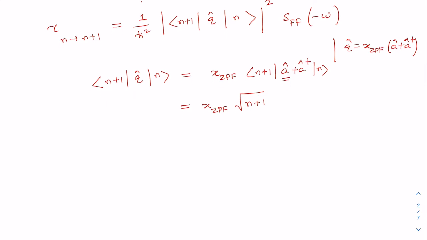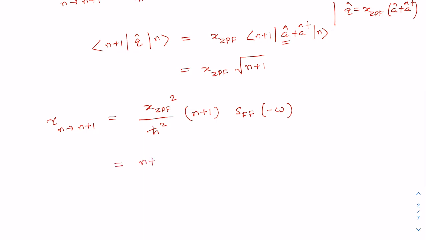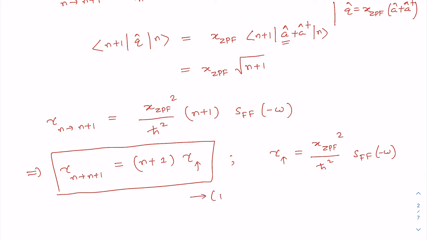Now you can write gamma from n to n plus 1 is equal to x zero point fluctuation squared divided by ħ squared, times n plus 1, times the spectral noise density evaluated at minus omega. Or I can write it as (n plus 1) gamma up, where gamma up is the upward transition rate for a single photon. So I will just write gamma up is equal to x zero point fluctuation squared S_FF evaluated at minus omega. So this is one expression we have. Let me say this is my equation number 1.